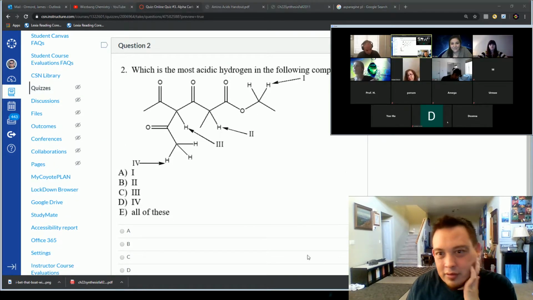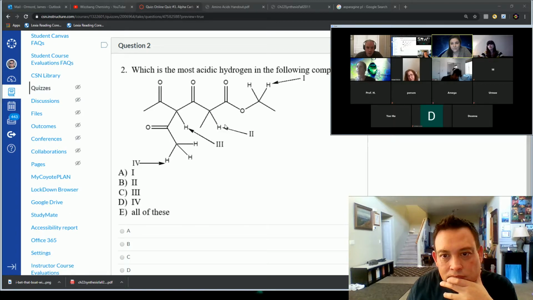What do you guys think of this one? Which of the following is the most acidic? C. Let's see. Yeah. Because it's just surrounded by carbon. It's like triple alpha. Yeah.